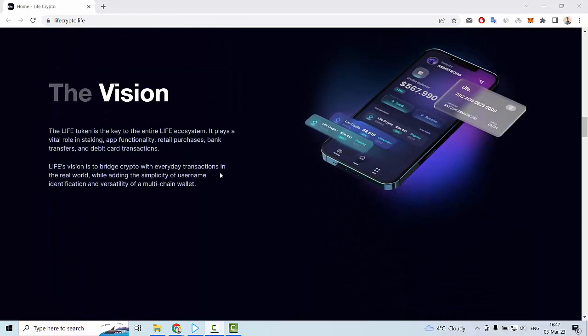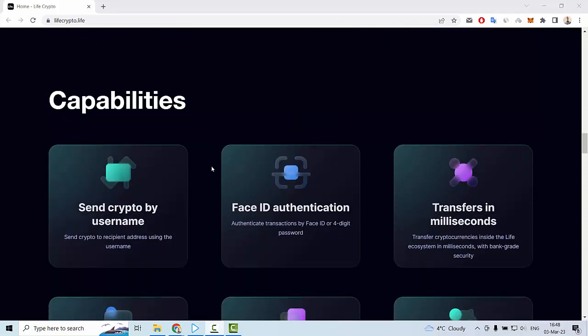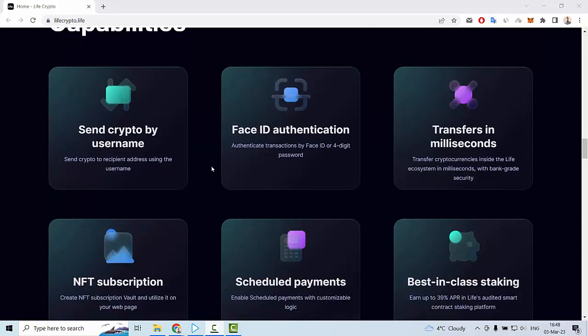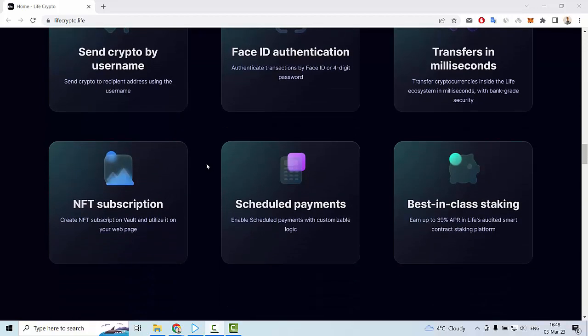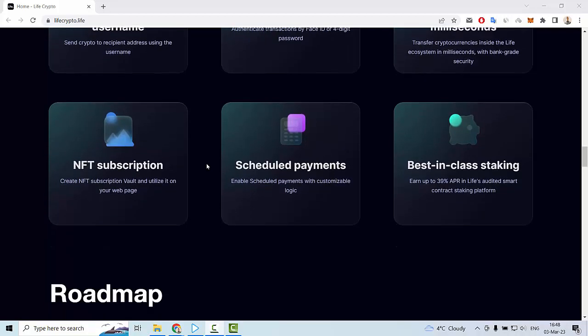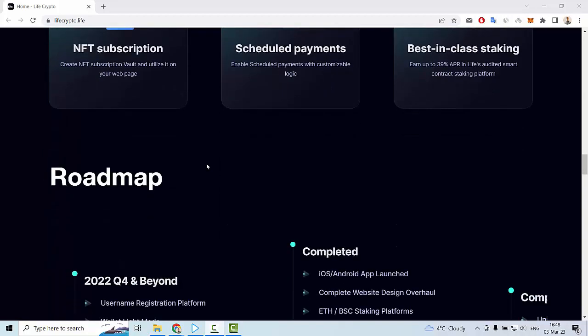And let me show you information about the vision of this project. So the Live token is the key to the entire Live ecosystem, and it plays a vital role in staking, card functionality and retail purchases, bank transfers and debit card transactions. And some of the capabilities of this project: you can send crypto by username, face ID authentication, transfers in milestones, NFT subscription, scheduled payments and best-in-class staking.